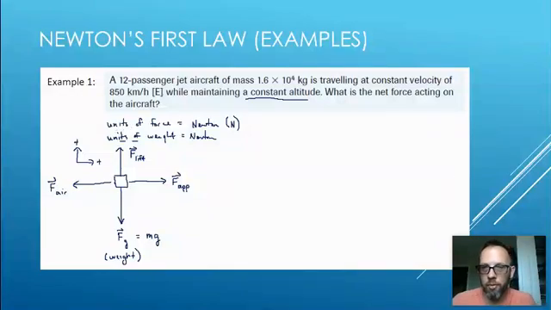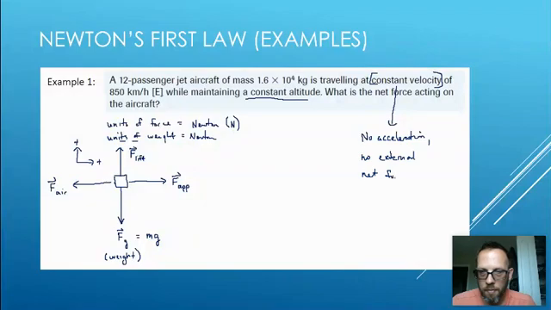Now let's answer the question. What is the net force acting on the aircraft? And if you want to reread Newton's first law to answer that question, you can. But since it's moving at a constant velocity, there's no acceleration. There's no external net force. So the net force acting on the aircraft, say F net, is 0 newtons.